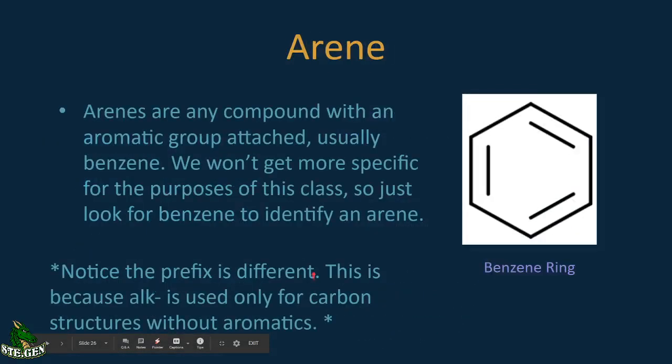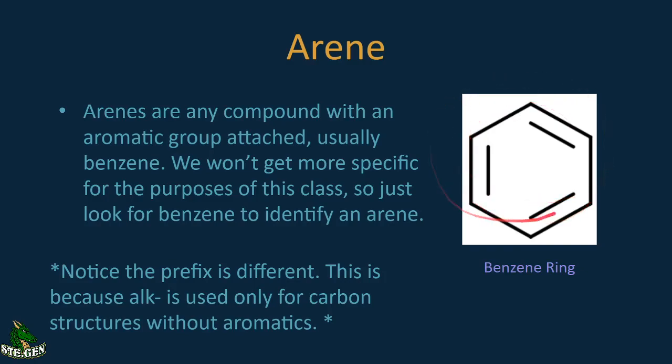Okay, then we also have arenes. Arenes are any compound with an aromatic group attached, usually benzene. We won't get more specific for the purposes of this class, so really just look for benzene. You can know that these are either aromatics or arenes if they are these ring structures that have alternating double bonds.